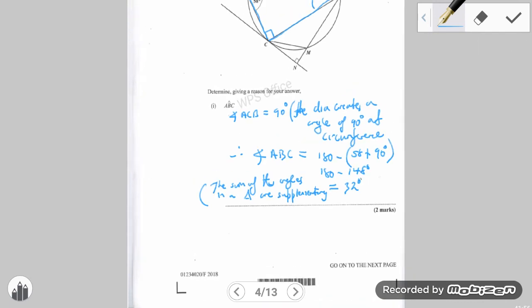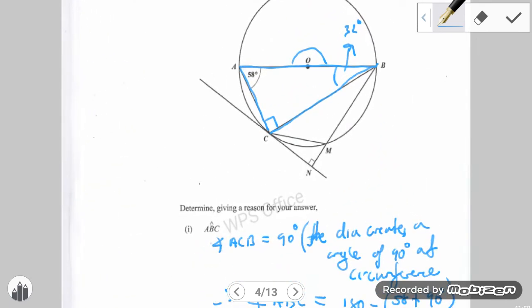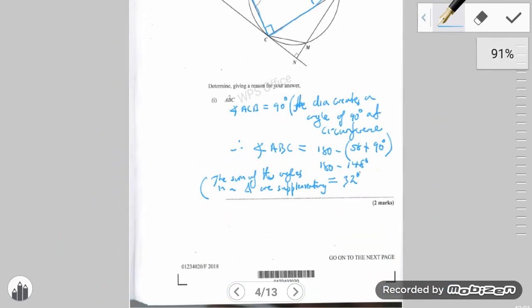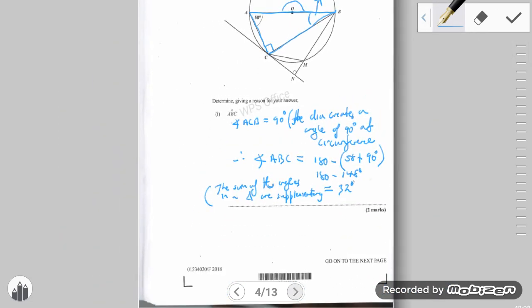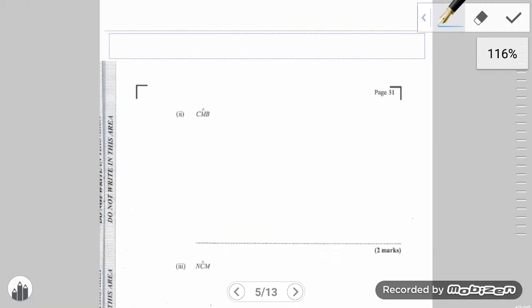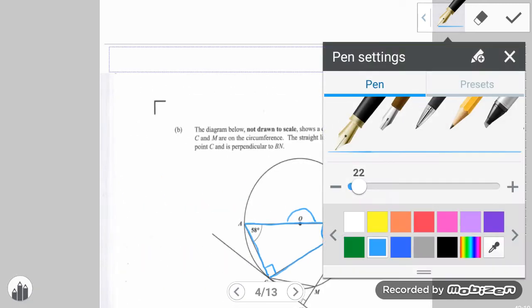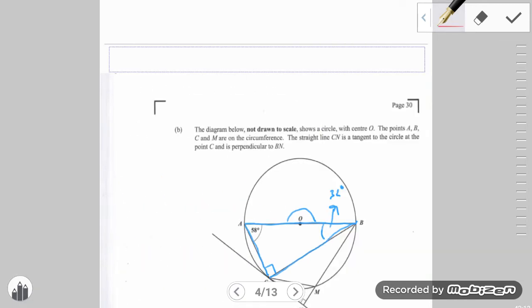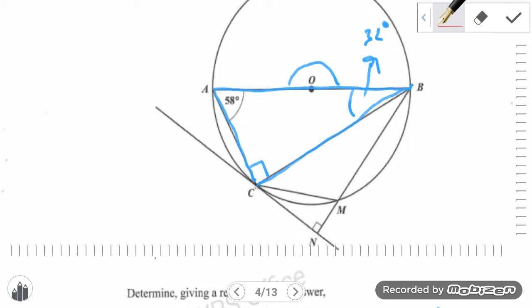Okay, so that's it, guys. That's how we got the 32 degrees there. Okay, let's go over to the next slide to see if there are more questions. There is. So angle CMB. Angle CMB, guys, the angle here.